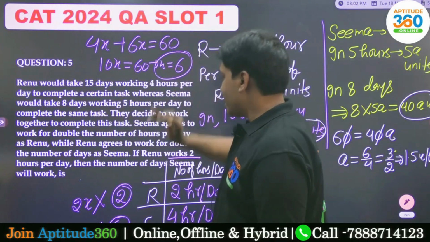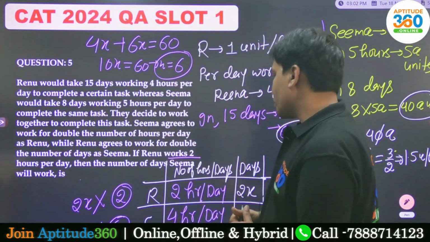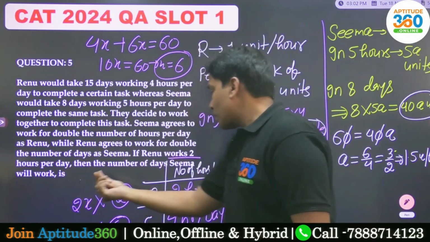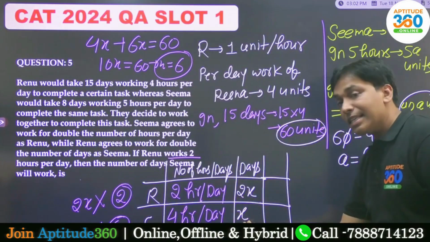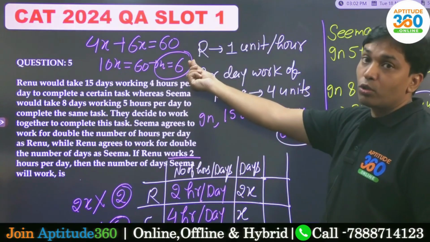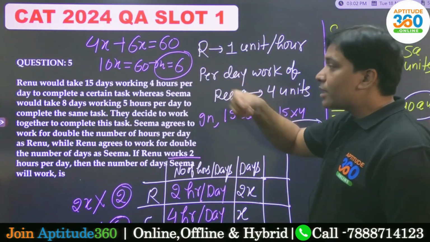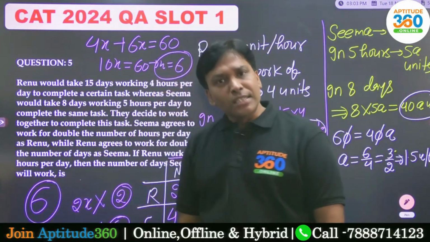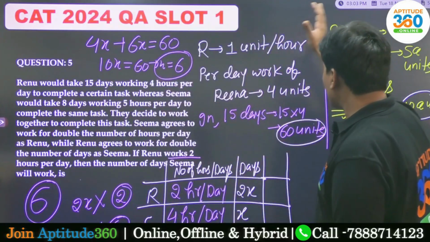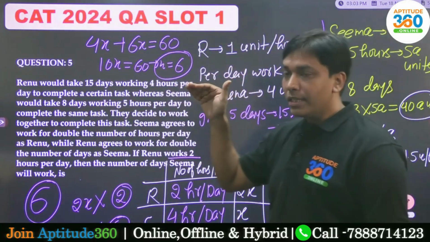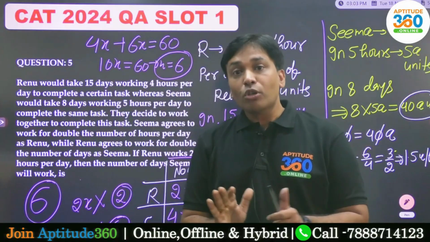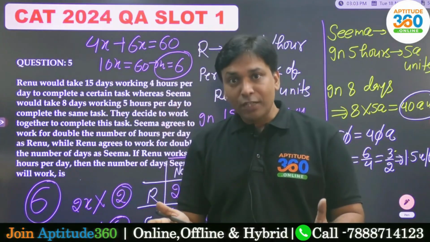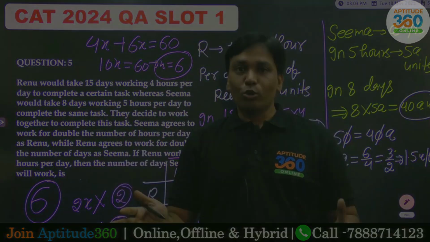nothing but 6. Now what is it that they are asking you in the problem? The number of days Seema will work. Seema is working for how many days? x days, and that is what we have found out, the value of x. So this was a tricky problem. What should be the answer of this particular problem? 6. Isn't it simple? If you simplify with this method and interpret it step by step, the problem is not very complicated, right? So that's why I always say, solve these kinds of problems, crack CAT and go to IIMs.